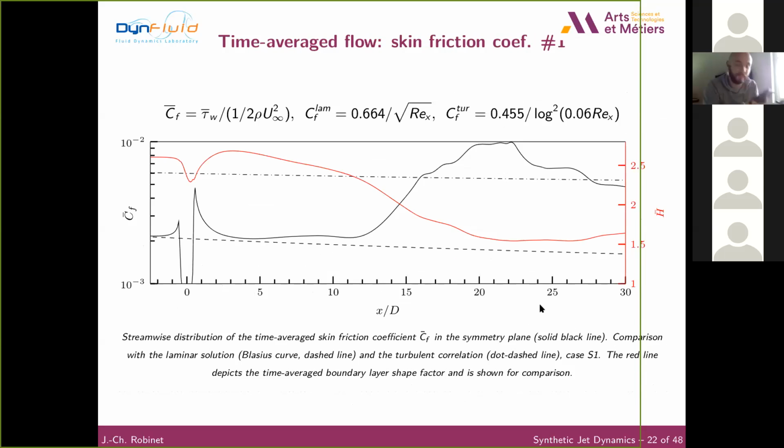For the evolution of the skin friction, in this plot we can see the streamwise distribution of the time average skin friction coefficient in the symmetry plane, and it's the black solid line. This evolution is in comparison with the classical Blasius in dashed line, and the turbulent one in dot-dashed line. And typically, we have a weak evolution in the near field, and after, typically after the streamwise position around 10, we can see a rapid evolution until a value closer to the turbulent value.